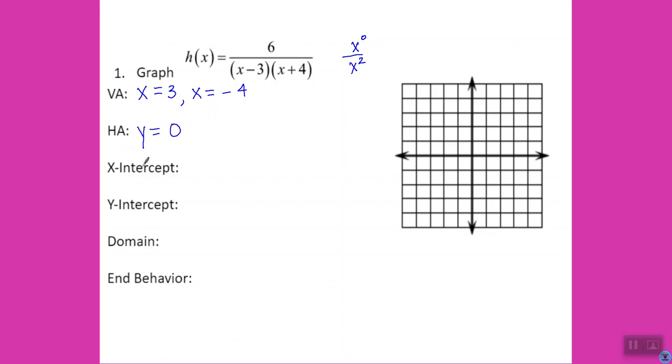To find our x-intercept, we set the numerator equal to 0 and solve. Well, 6 can't equal 0. That doesn't make sense. So there is none. There's not an x-intercept.